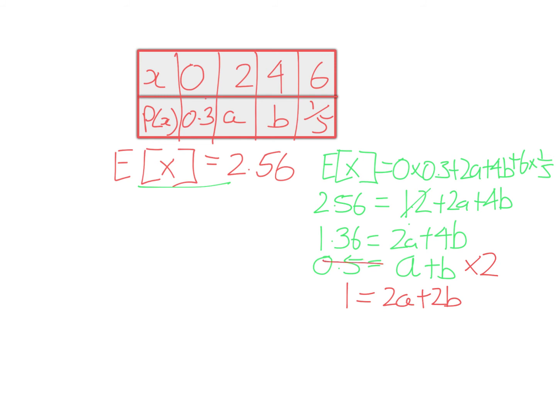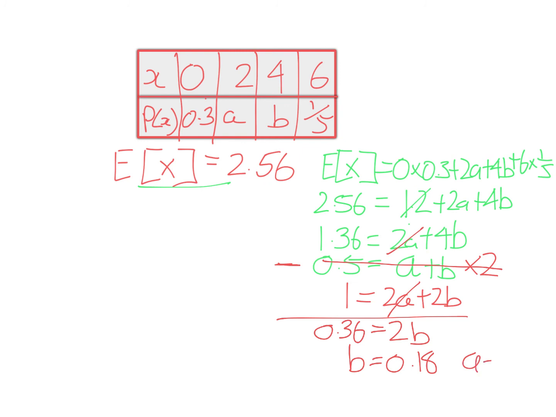So for getting this equation, we're going to subtract everything. 1.36 minus 1 is 0.36. 2a minus 2a cancels out. 4b minus 2b is 2b. So we get B is 0.18. That means A is 0.32. How easy was that? Let's move on to combinations.